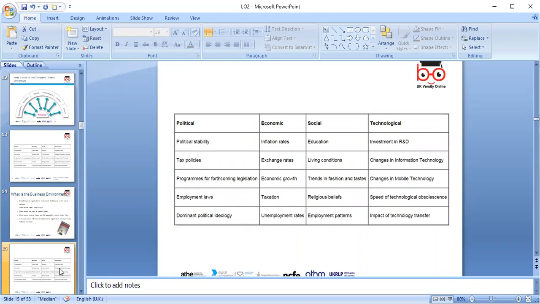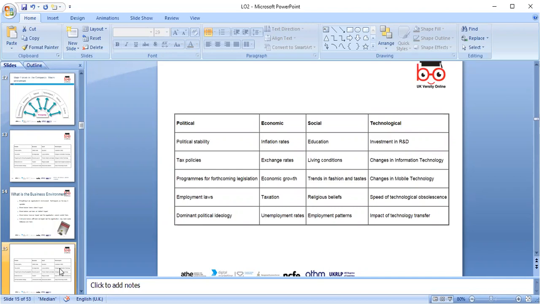Economic growth, what is the economic growth rate? We have less than 1% at the moment. For taxation, the tax rate is 20% on income, and we have a corporation tax. Business tax is 19%. The unemployment rate is around 7, 8, 10% now. It used to be 4, 5%, but now, due to this economic situation, it has risen. Social factors include education, living conditions, trends, fashion, religious beliefs, and employment patterns.